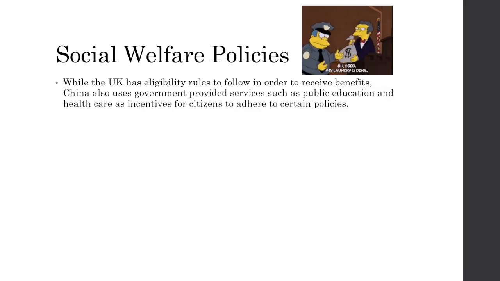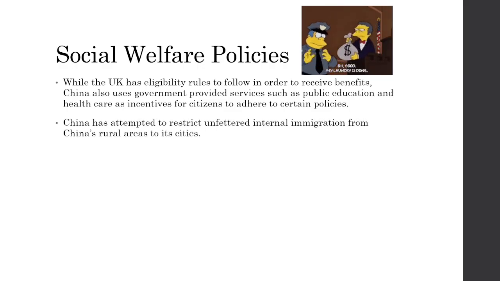Now, while the UK has eligibility rules to follow in order to receive social benefits, you have to go through certain steps to receive healthcare or housing. China uses their government to provide services as incentives for citizens to adhere to certain policies. It's kind of like a bribe.